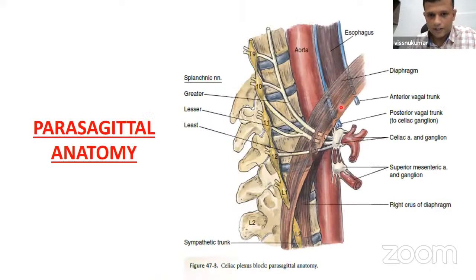Now you can see from T5, this is the parasagittal anatomy. This is the greater splanchnic nerve from T5, T6, T7, T8, and T9, they unite to form the greater splanchnic nerve. T10 and T11 form the lesser, and T12 forms the least. All these three are preganglionic to the celiac ganglion. These three splanchnic nerves pierce the crus of the diaphragm and coalesce into the celiac ganglion.